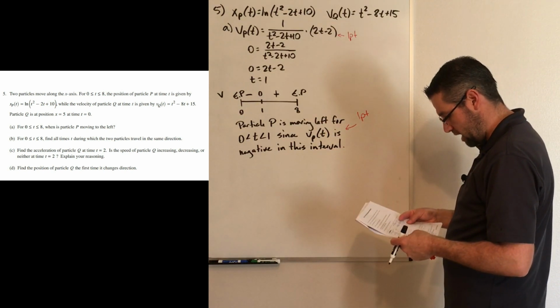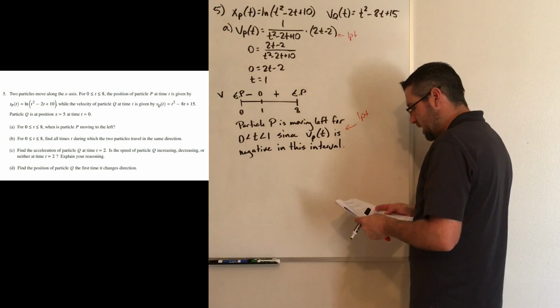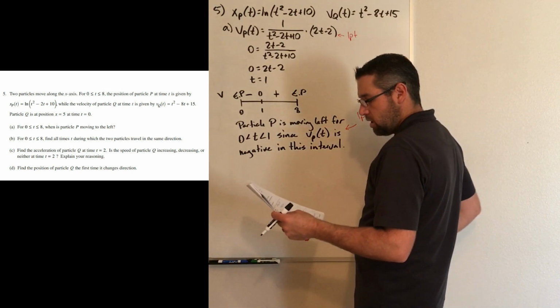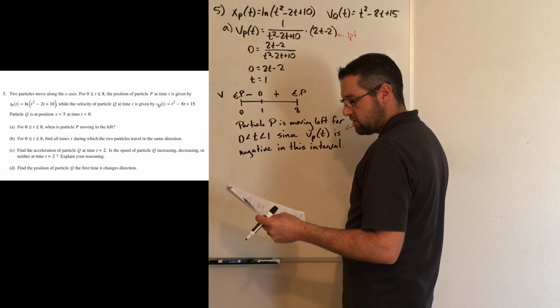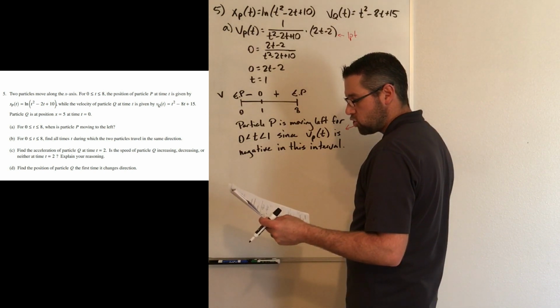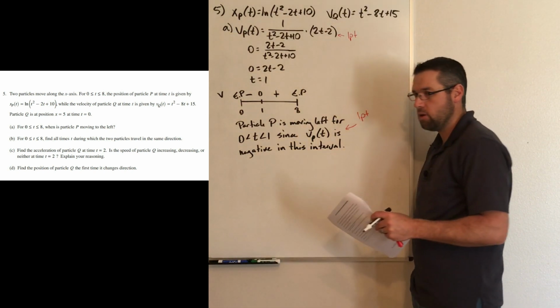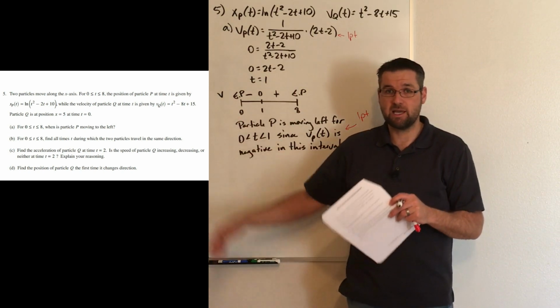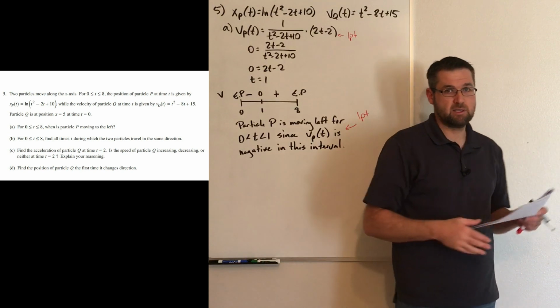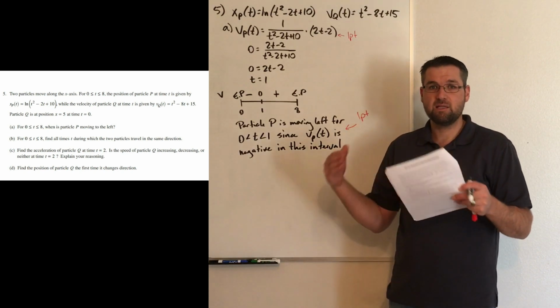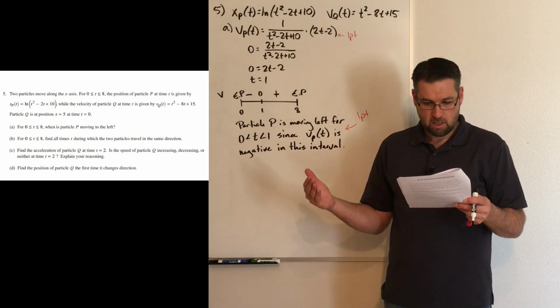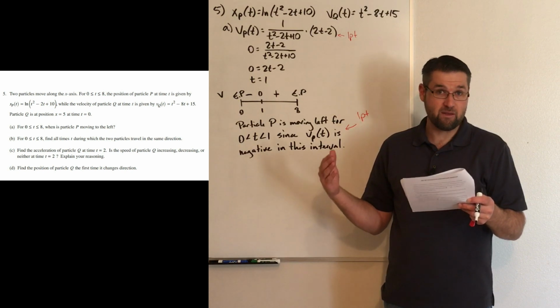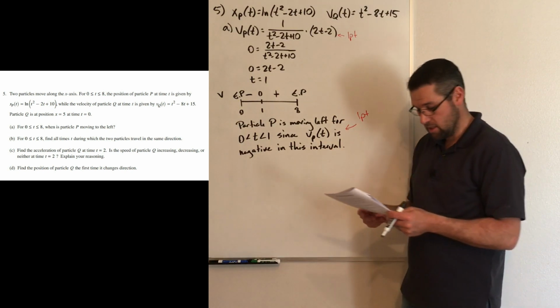So that's part A. Part B, it says for 0 to 8, find all times during which the two particles travel in the same direction. Well, this is dealing with velocity again, because if I'm moving to the left, my velocity is negative, and if I'm moving to the right, my velocity is positive. So they are traveling in the same direction when their velocities have the same sign.